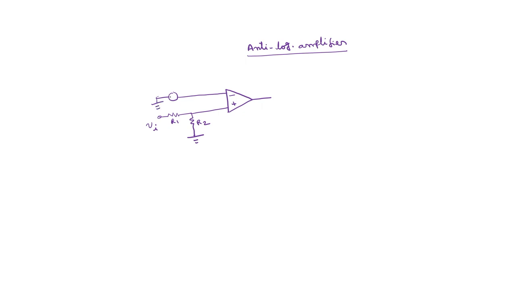This is grounded. Let us call this as If. In the feedback path, the diode is connected. Let us call this intermediate output as V01. And there is one more diode connected here. Both will be symmetrical.